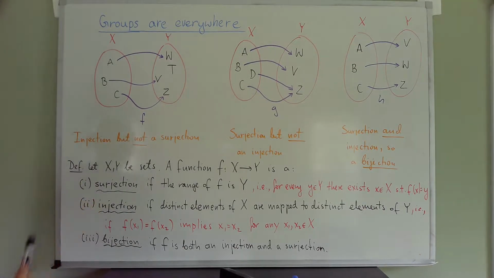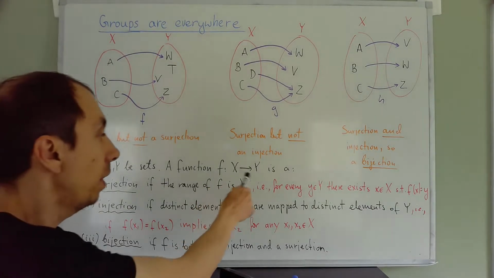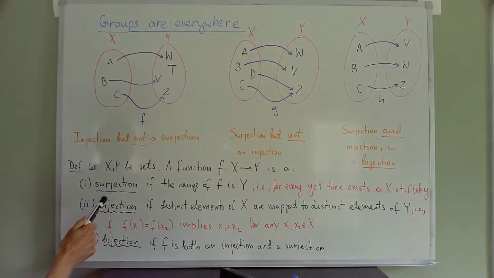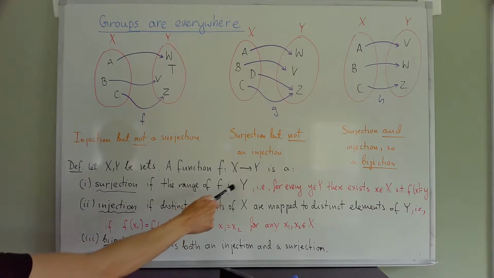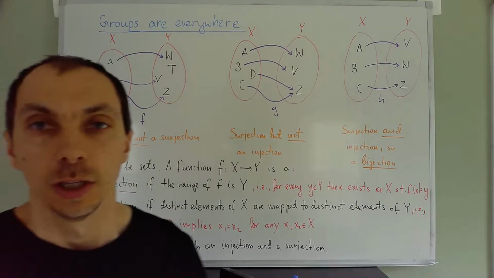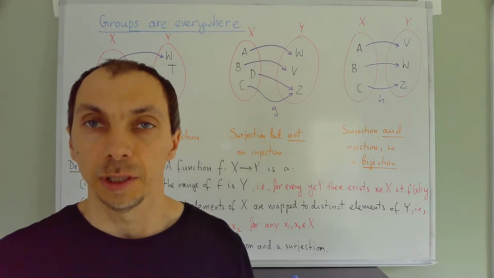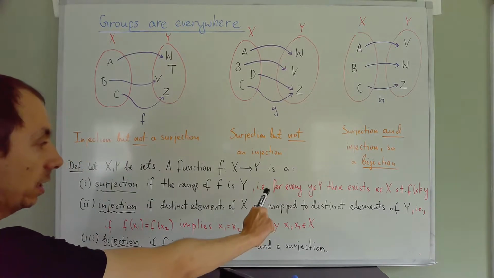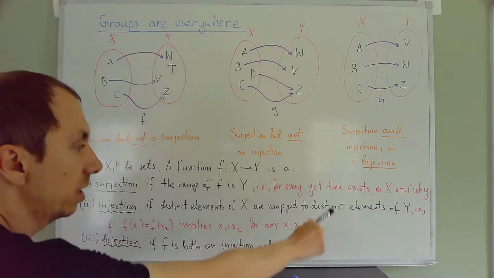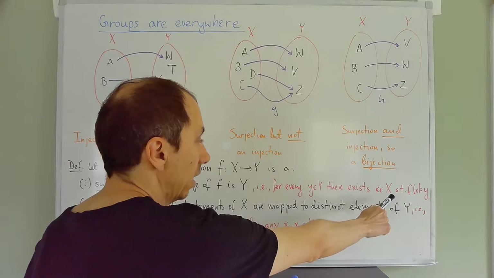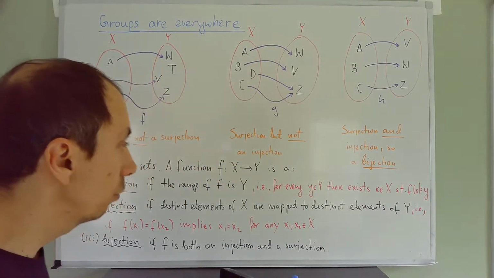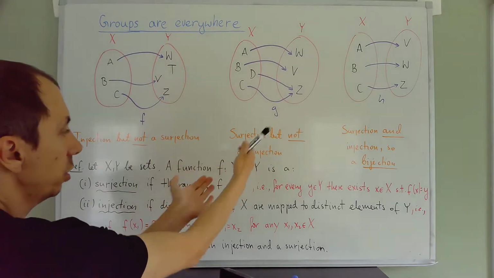Let x and y be sets. And then a function f from x to y is called a surjection if the range of f is y. In other words, sometimes people say if every element of y is hit by f. So that means that for every element y in Y, there exists an element x in X such that f of x is equal to y. So in other words, the range of this function is the entire set y.